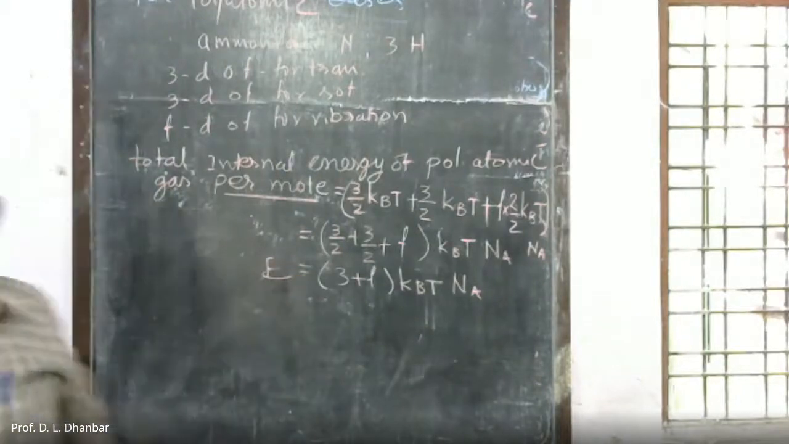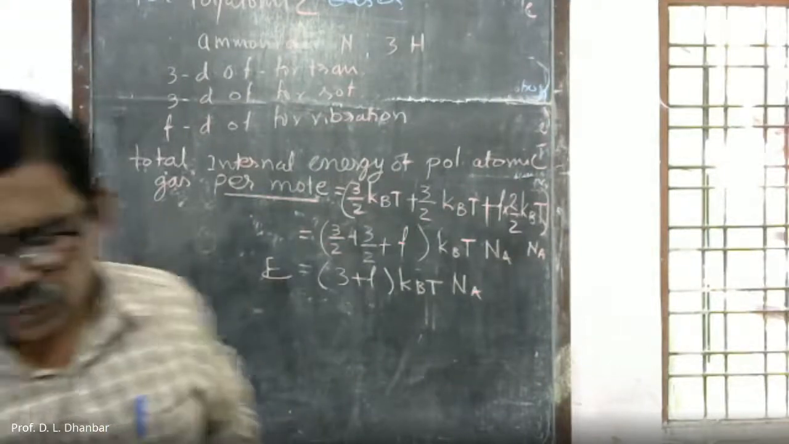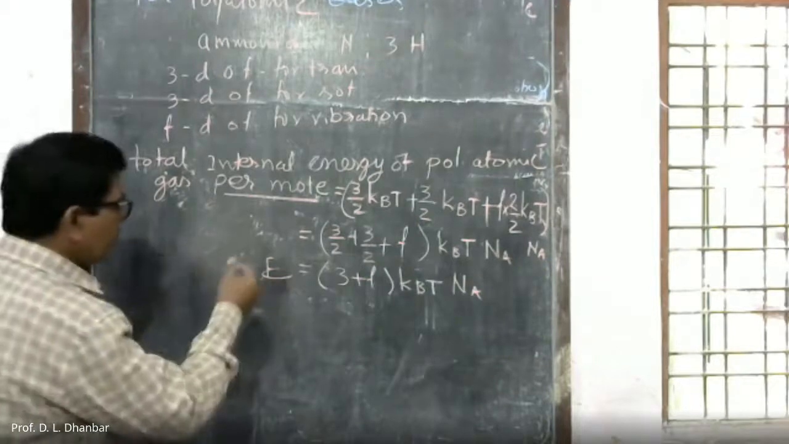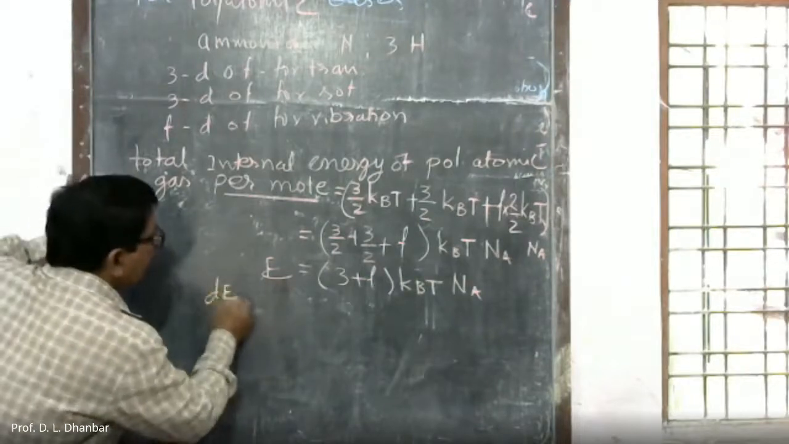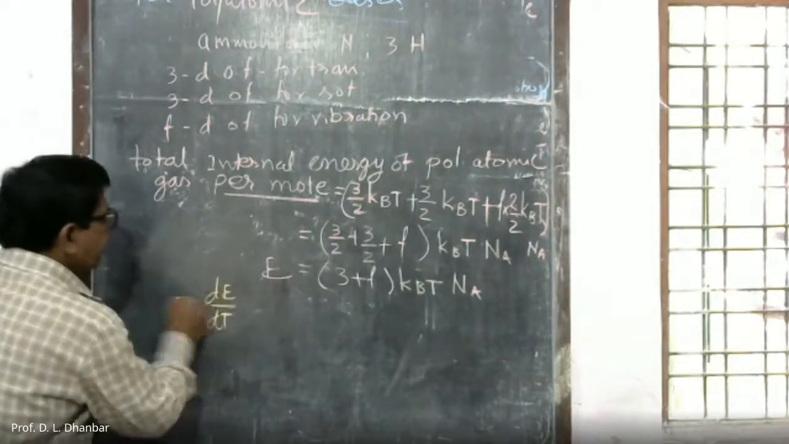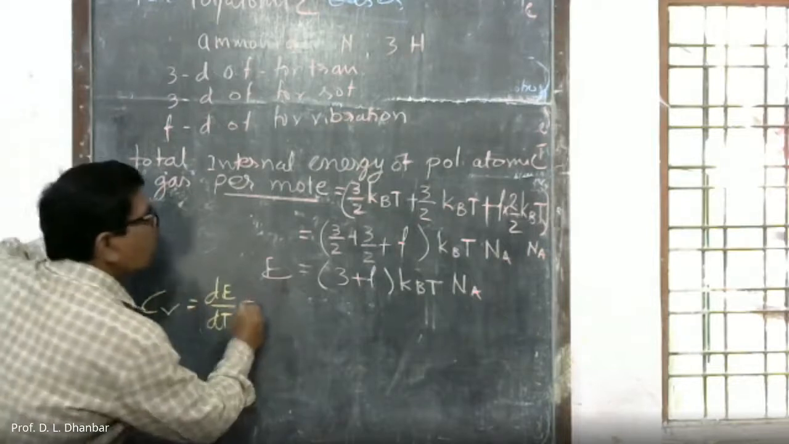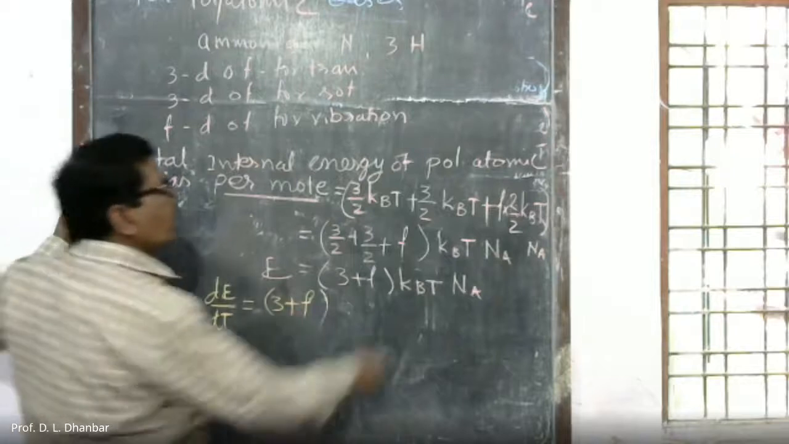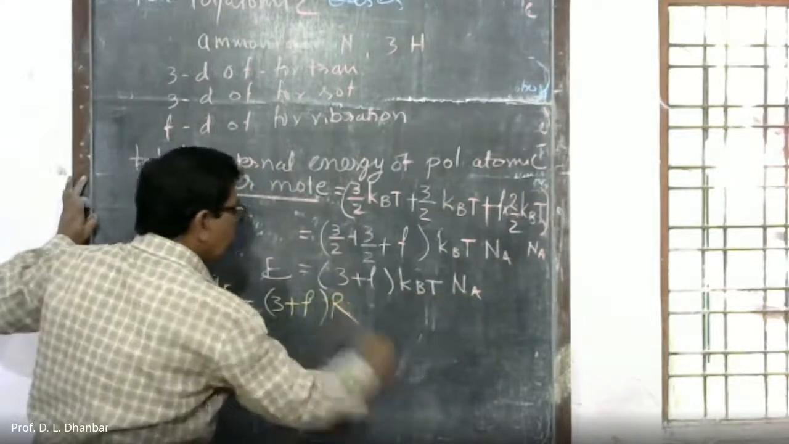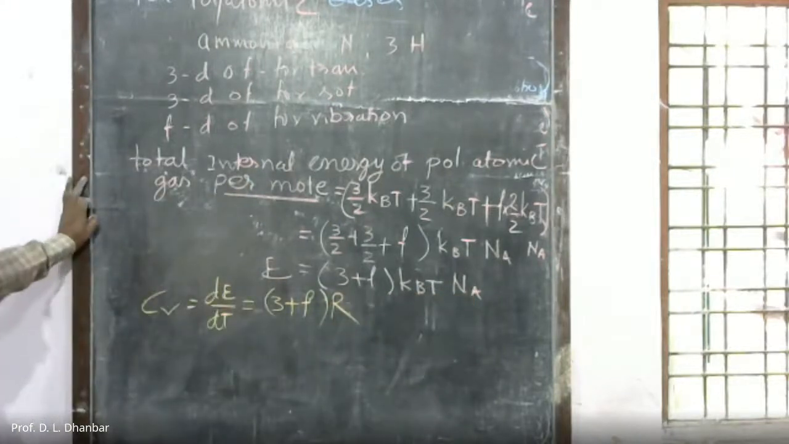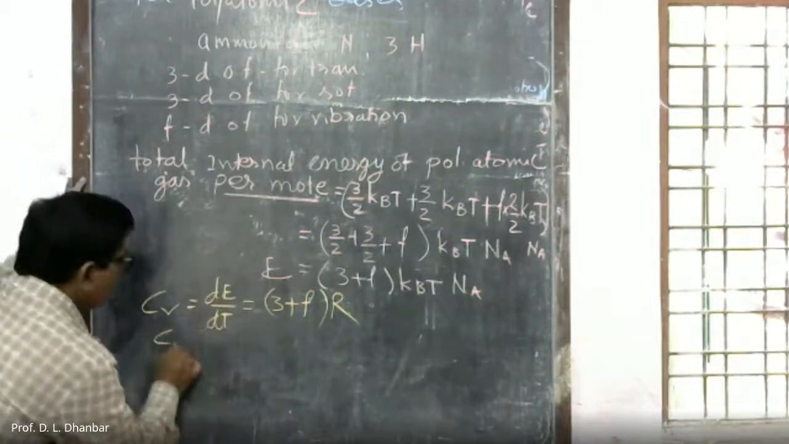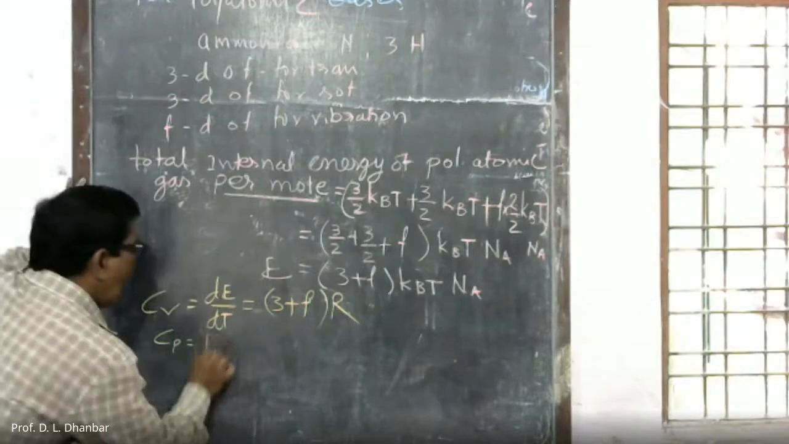Now, if you want to find dE by dT, this is Cv. This is equal to 3 plus f, and kB into Na is R. So you will get Cv equal to 3 plus f into R. Then Cp is equal to R plus Cv.